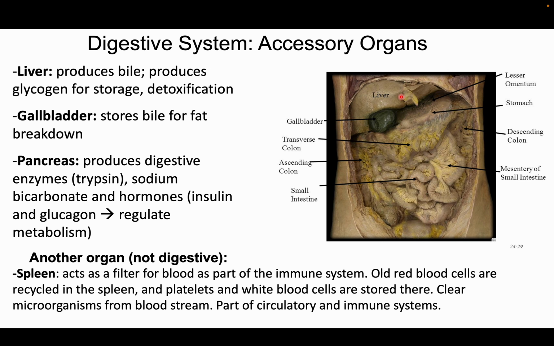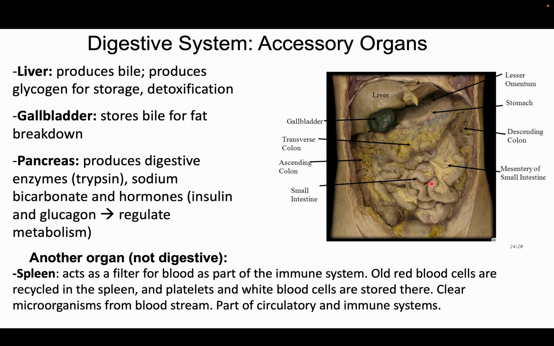Glycogen is a form of sugar that is stored in the liver in order to bring down sugar levels in our body. The liver has over like 500 functions. A lot of the functions in the liver is to help with breaking down toxins as well. We're going to focus mainly on the digestive function of the liver. So bile is produced here and then it's stored in the gallbladder. The gallbladder is a pouch that sits underneath the liver that stores bile. And bile, whenever it's ready, is going to be released into the small intestine to break down fats.